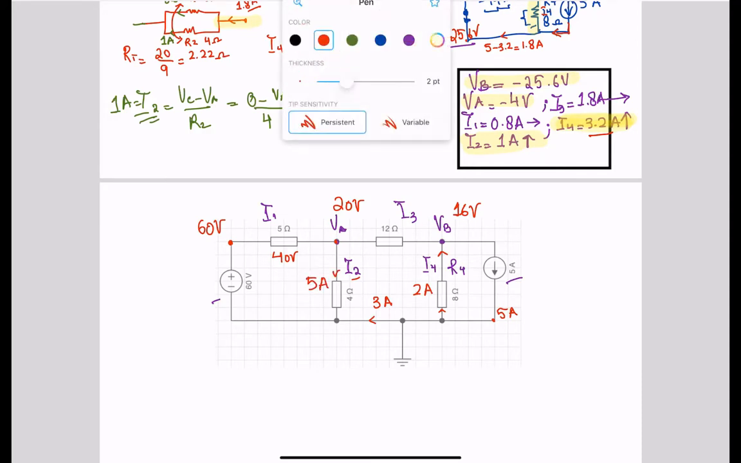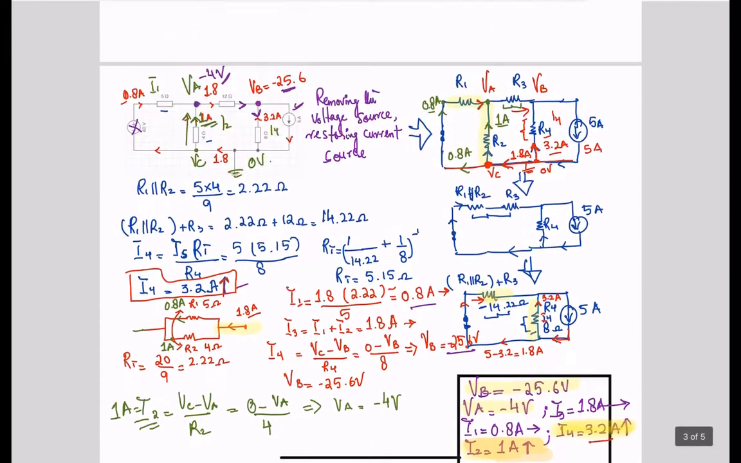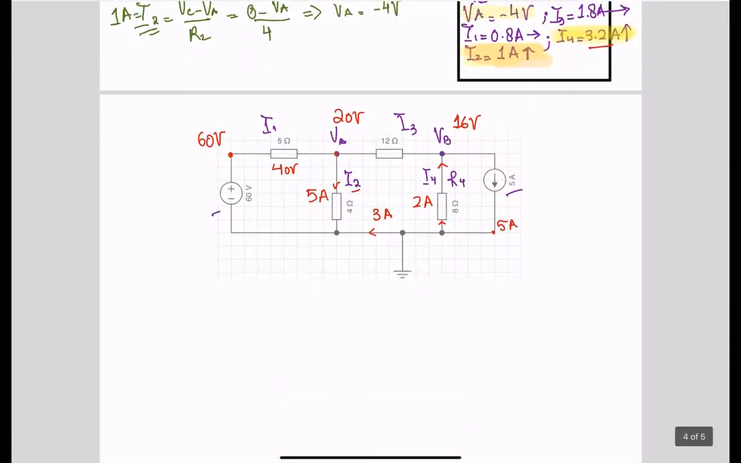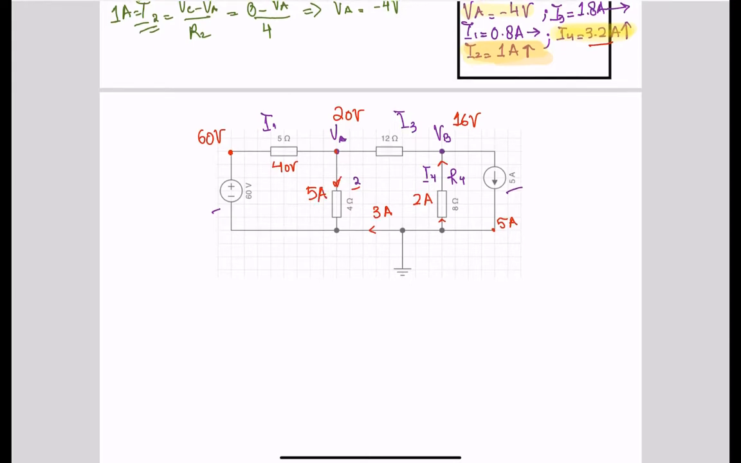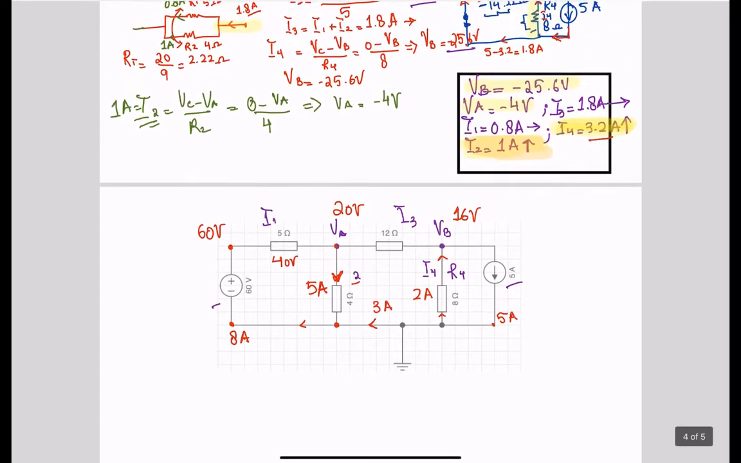Okay, so again, I can just go through it real quick. If you look at your I2, 1 amp direction upward, and here I2, 6 amps direction downward. So there's more charge flowing down, and therefore the direction of the current is going to be downward. You have 5 amps coming here. You have 3 amps coming in here, you have 5 amps coming here. So that gives you 8 amps over here, to this node.